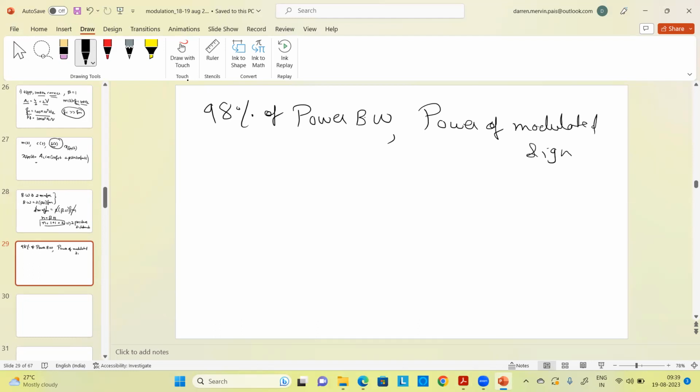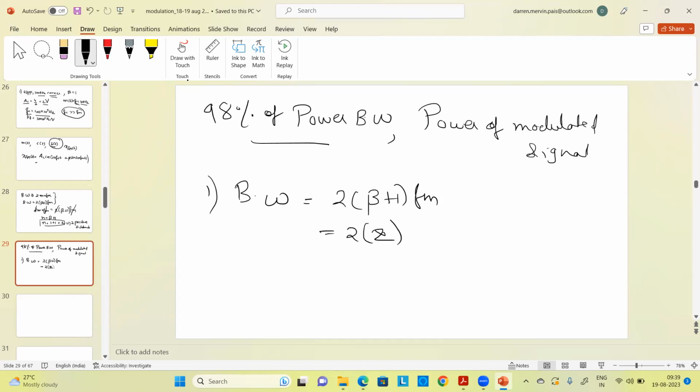So when they say 98% power bandwidth, you need not get confused at all. It just means the bandwidth only, nothing different. And what is the bandwidth given as? 2 into (beta plus 1) into Fm, by Carson's rule for a wideband FM. So 2 into Fm, 10 kilohertz. Is this right, Jerry? Any doubt over here?